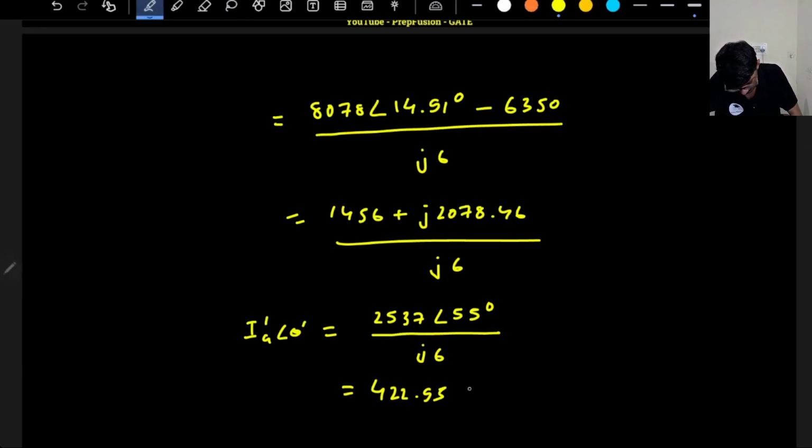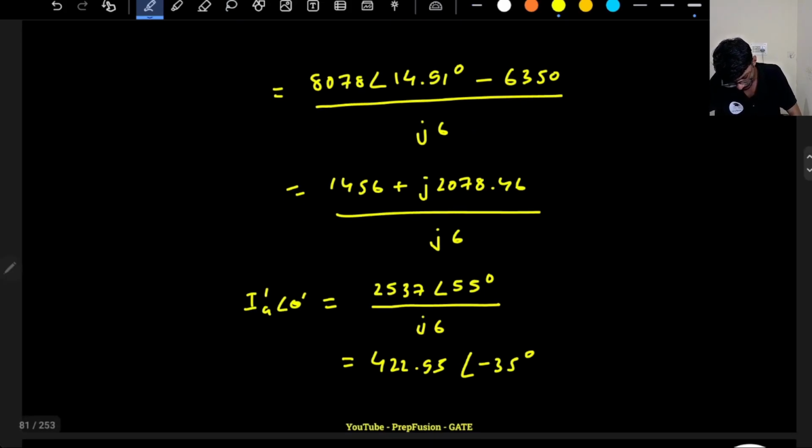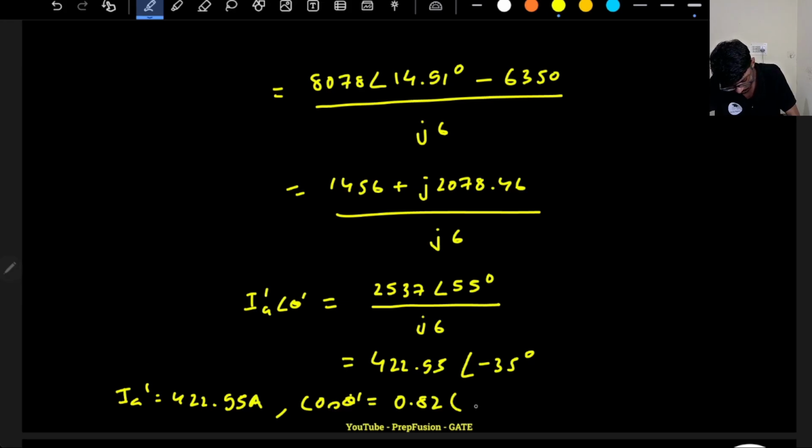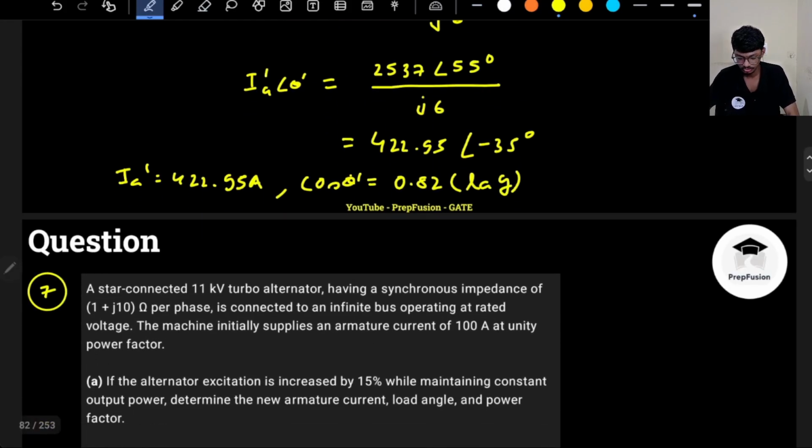and what will be the angle? The angle will be 90, so this will be 35, right, minus 35 basically. So my armature current IA dash will be 422.95 amperes, and the power factor, cos of this, will be cos 35, cos theta dash will be 0.82 lagging, because the angle is negative, the current is lagging from the voltage. Okay, so this will be the answer for this question.